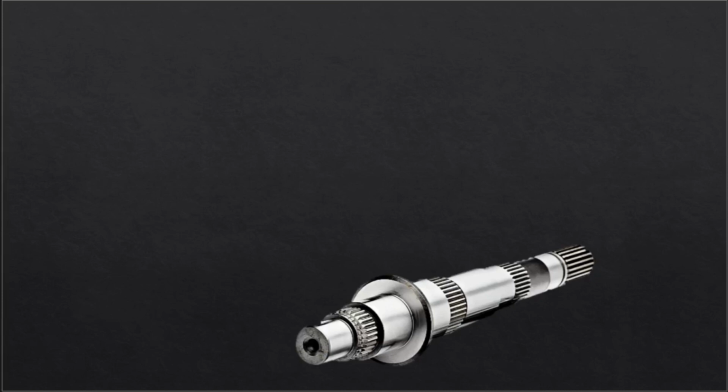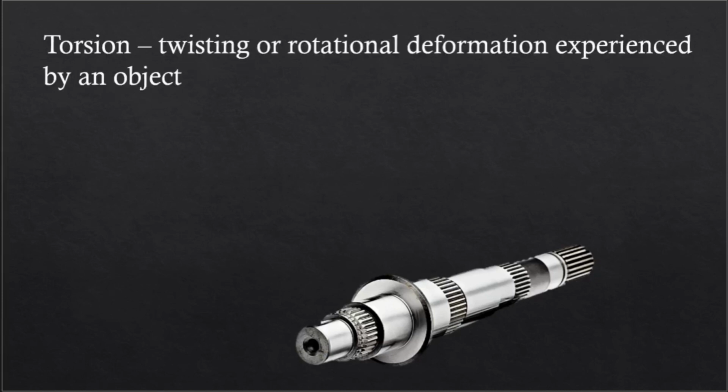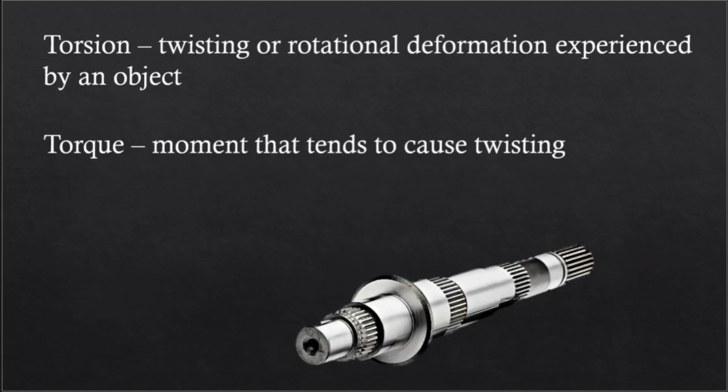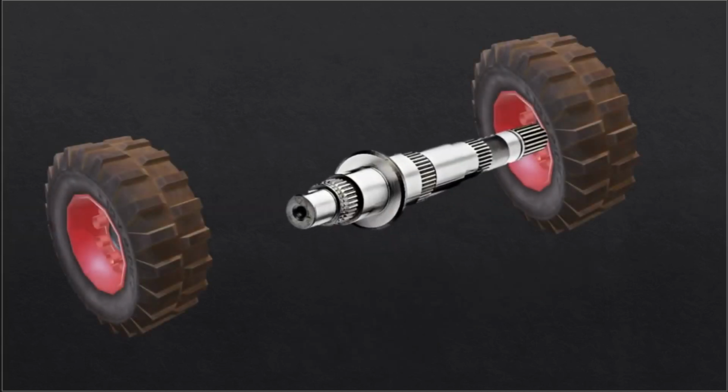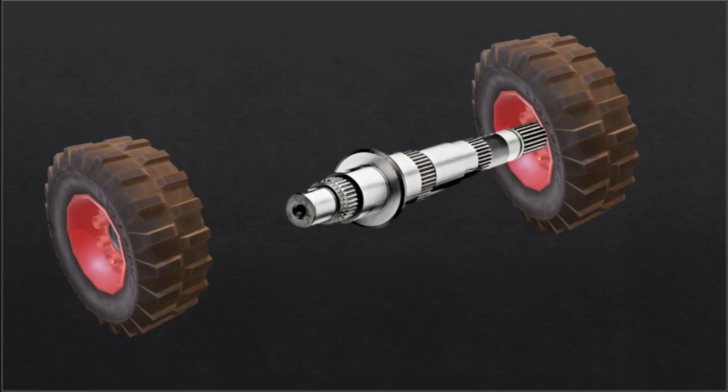And so let's just define some terms. Torsion is the twisting or rotational deformation experienced by an object. And torque is the moment that tends to cause twisting. Torsion is common in transmission shafts in which power is transmitted by rotation. And so consider the drive shaft and axles used to transmit power from the engine of a car.